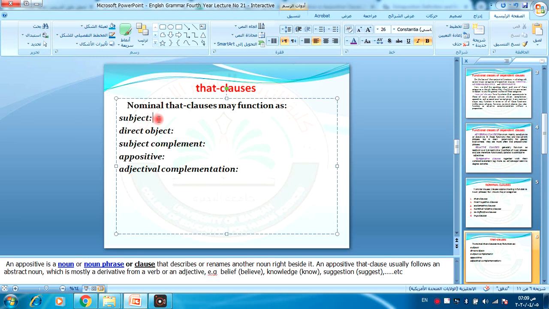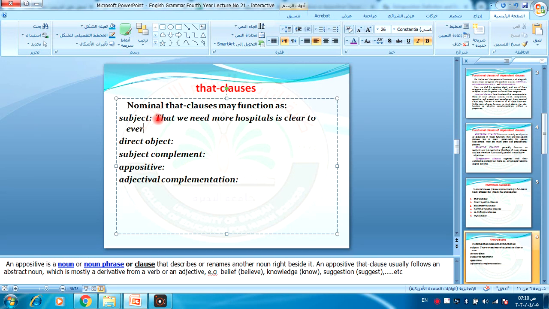Nominal that-clauses may function as subject. So the first syntactic function of nominal that-clauses is that of a subject. Like when we say, for example, that we need more hospitals is clear to everyone. So here, that we need more hospitals is the that-clause, which functions as a subject.